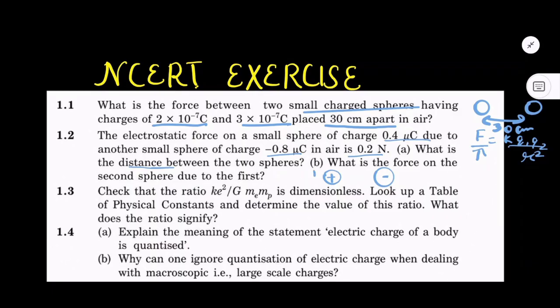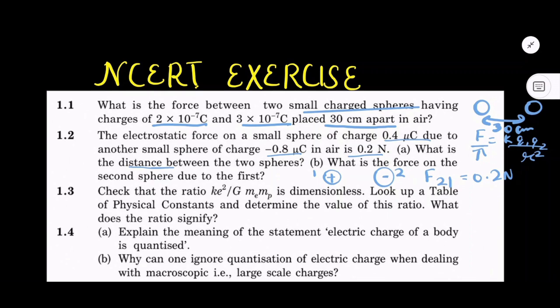So let's say this is the first sphere and this is the second sphere, right? Now we have to calculate what is the force on the second sphere, force on 2 due to 1. So this force will be same as 0.2 newton, which is given in the question, since we know that two charges attract with equal and opposite force. Okay, so you can substitute the values and try it by yourself.